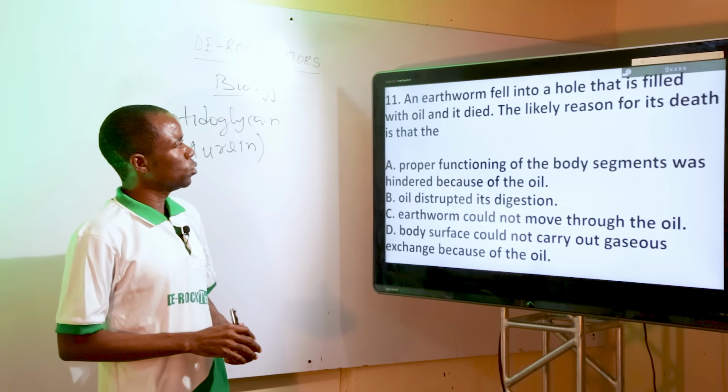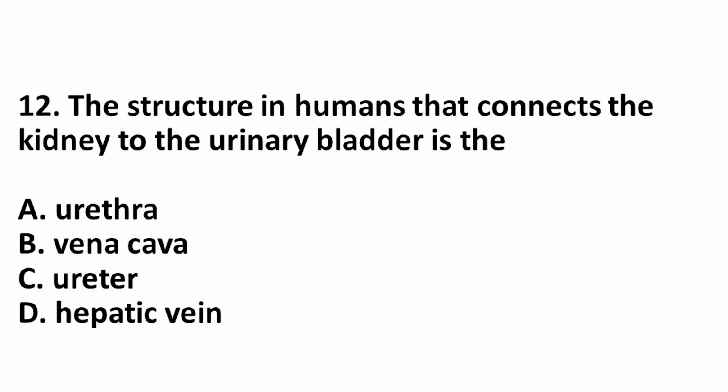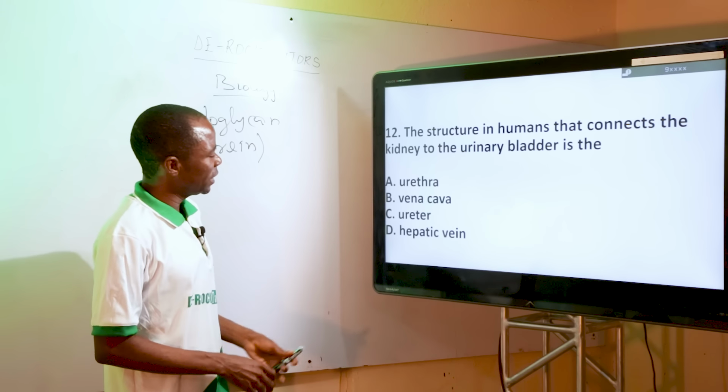Let's take a look at number 12. The structure in humans that connects the kidney to the urinary bladder is the urethra.